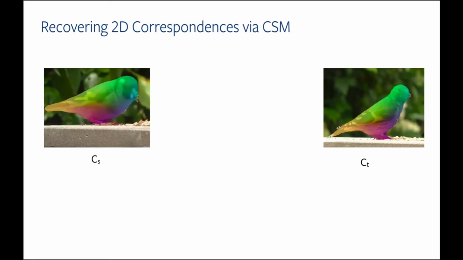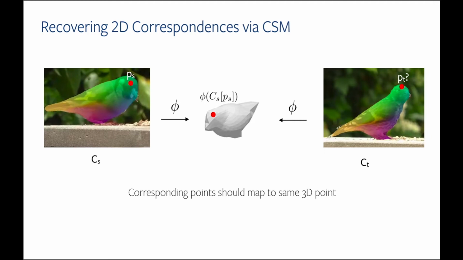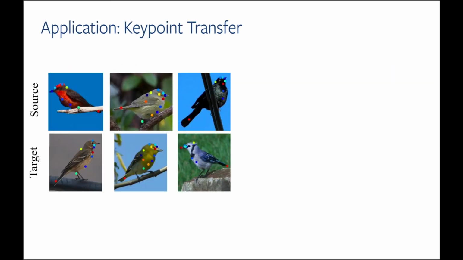Our predictions can allow us to explicitly recover the 2D correspondence between images. That is, given a pixel PS on a source image, say the one on the left, we can infer the corresponding pixel in a target image. To do so, we note that the predicted CSMs implicitly map this pixel PS to a 3D point on the template shape, and we can find the corresponding point PT by simply searching for the pixel that maps closest onto this template shape. This allows us to transfer key points from source images to target images.